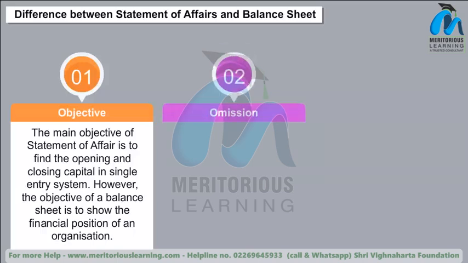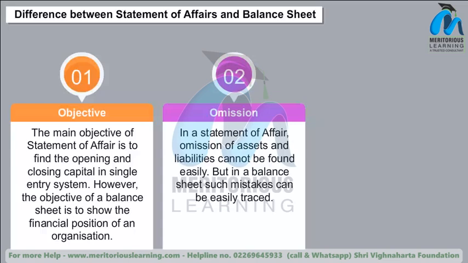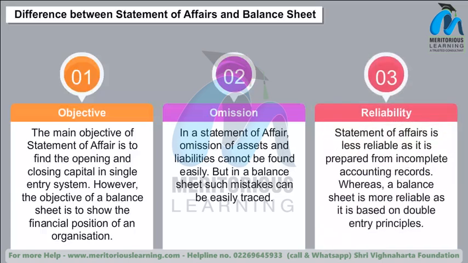2. Omission. In a statement of affairs, omission of assets and liabilities cannot be found easily, but in a balance sheet, such mistakes can be easily traced. 3. Reliability. Statement of affairs is less reliable as it is prepared from incomplete accounting records, whereas a balance sheet is more reliable as it is based on double entry principles.